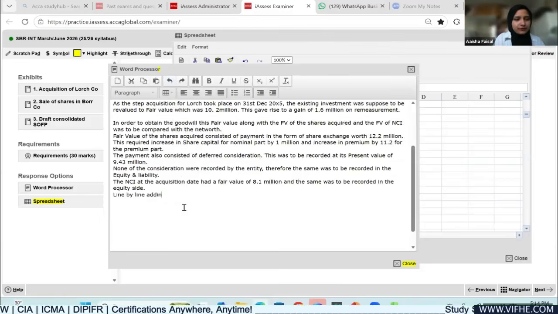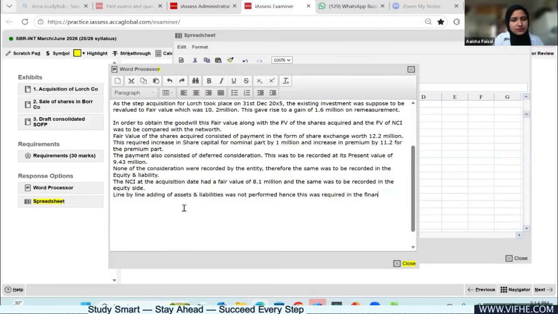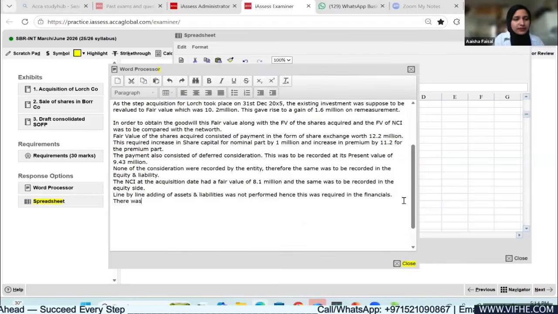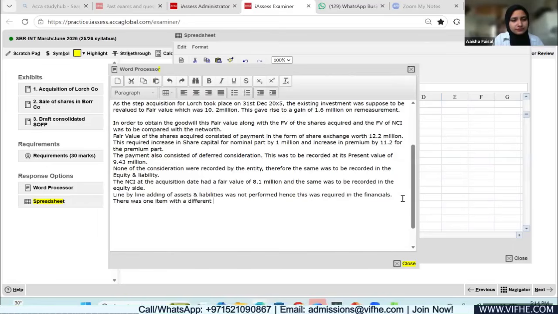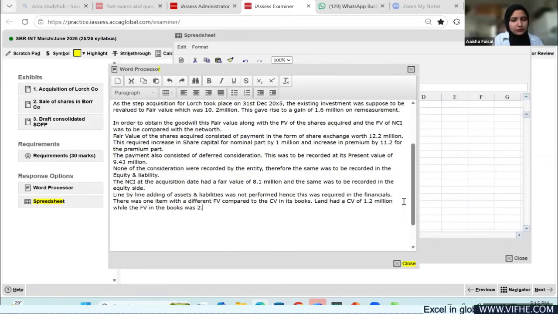Line by line adding of assets and liabilities was not performed. Hence, this was required in the financials. There was one item with a different fair value compared to the carrying value in its books. Land had a carrying value of 1.2 million, while the fair value in the books was 2.1 million.